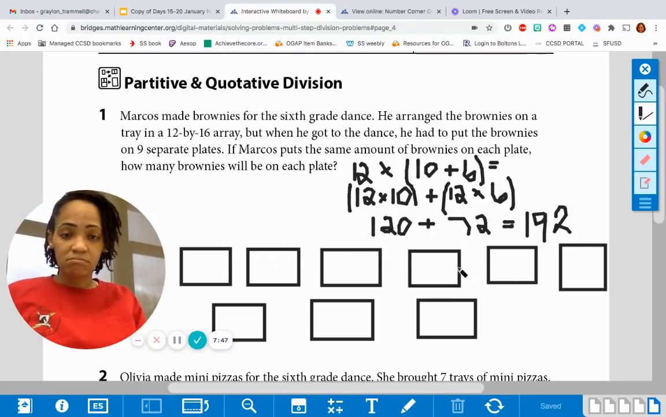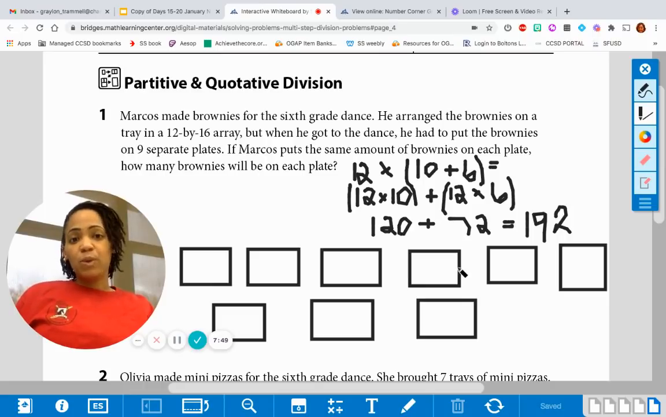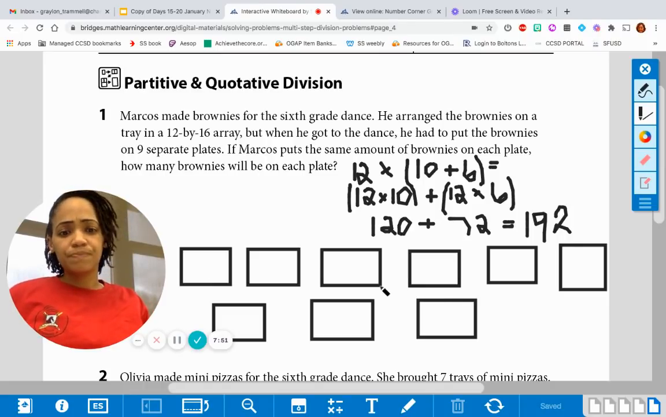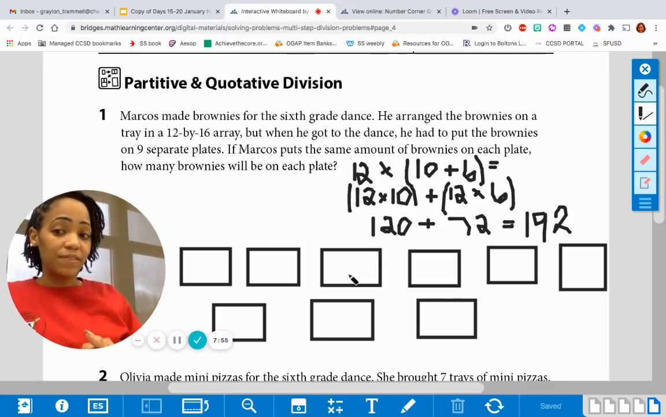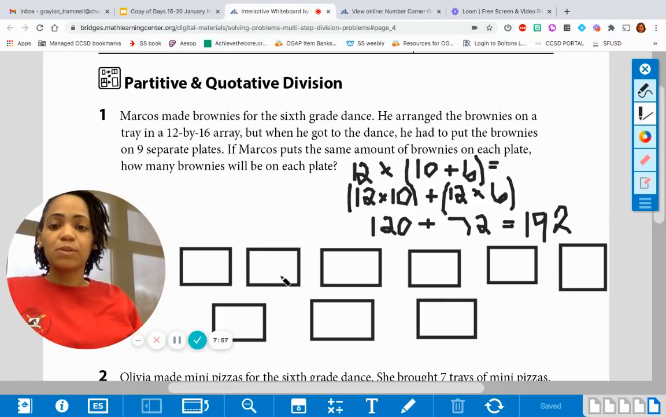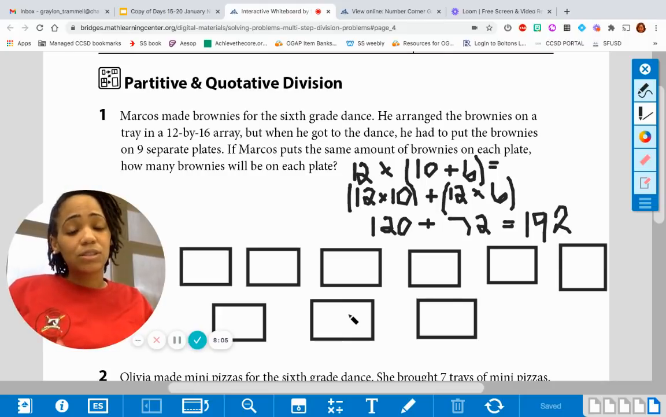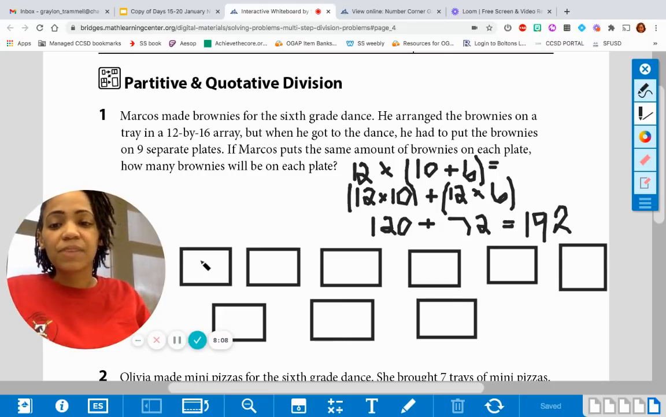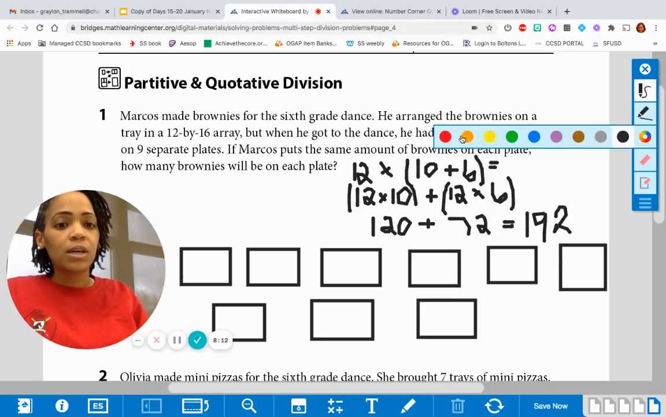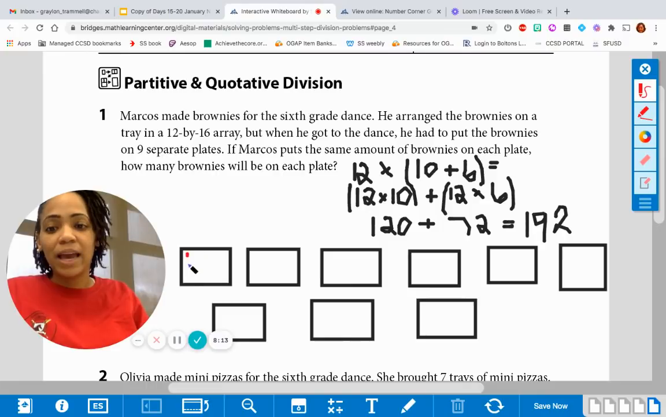50? Nah, that would be way more than 192 just with 4 plates. How about 25? 25, 25, 25, 25, that's 100. 25, 25, 25, 25, that's 200. Nope. Let's go with 10. Let's put 10 in each plate and then see what we have left.